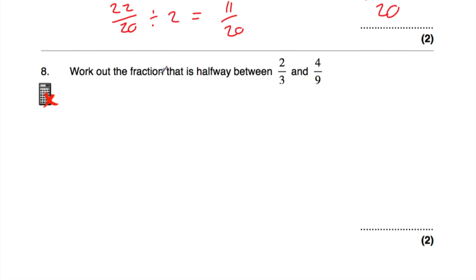So question number 8 says, find the fraction that is halfway between 2/3 and 4/9. So again, let's add the two fractions together and then divide by 2. So 2/3 plus 4/9. So here the two fractions have got different denominators, so let's make them have the same denominator.